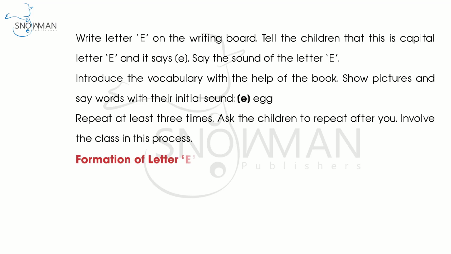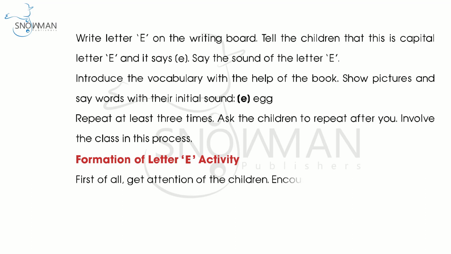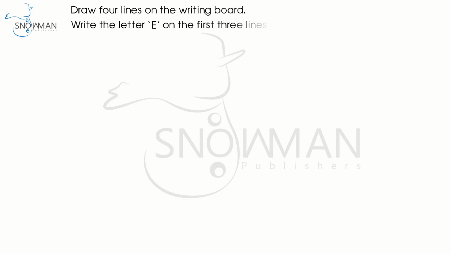Formation of letter E activity. First of all, get attention of the children. Encourage them to sit up straight and not bend their backs. Draw 4 lines on the writing board. Write letter E on the first 3 lines and give instructions.